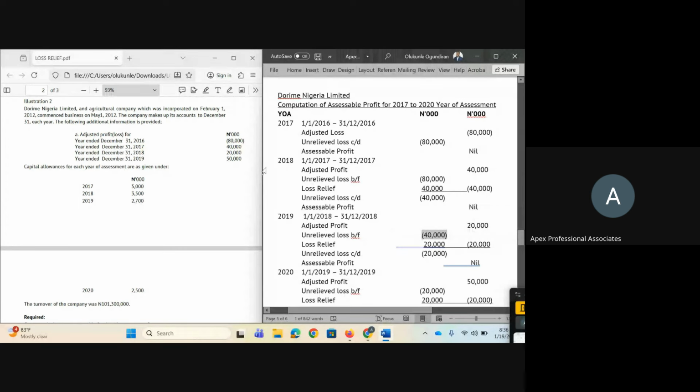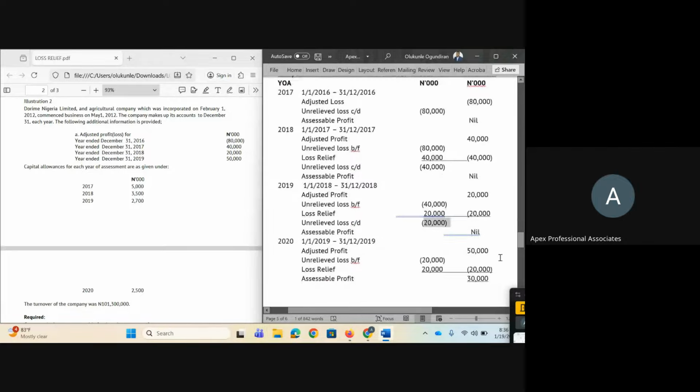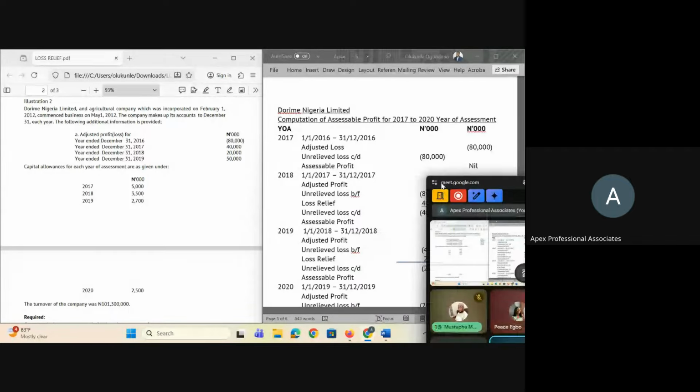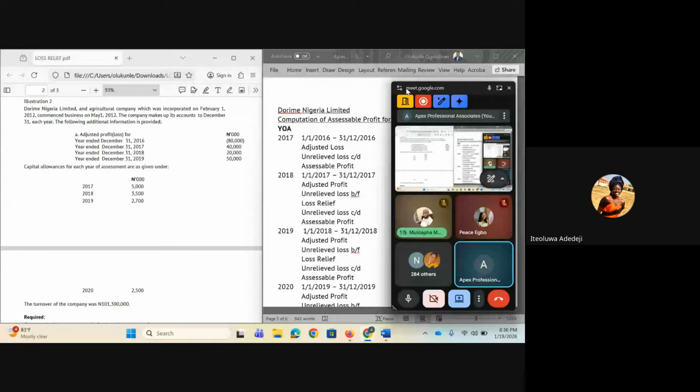But you make 20,000 profit. If you deduct 40 from 20, you still have 20 loss. Then if you take 20 from 50, you have 30,000 profit. That's the idea of loss relief, saying that the loss you make this year should be deducted from next year's profit. So that's the idea behind the computation. I hope that makes sense. No reaction? Okay, good.